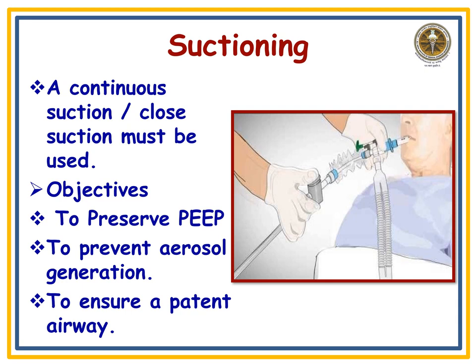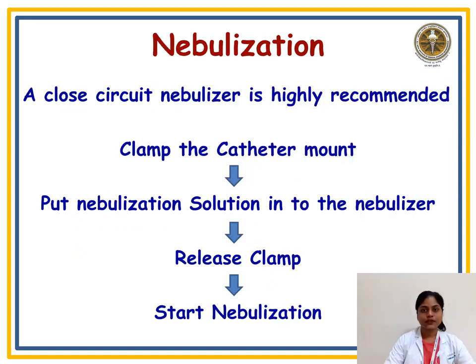So what are the objectives if we are using this continuous suction or closed suction set in the circuit? The objectives are to preserve the PEEP, to prevent aerosol generation, and to ensure a patent airway. Already I have shown you we have connected a nebulization T-piece or a fogger in the circuit. A closed circuit nebulizer is highly recommended. You have to clamp the catheter mount, put nebulization solution into the nebulizer, then release the clamp and start nebulization. In the next slide, there is a picture showing how we are giving nebulization.